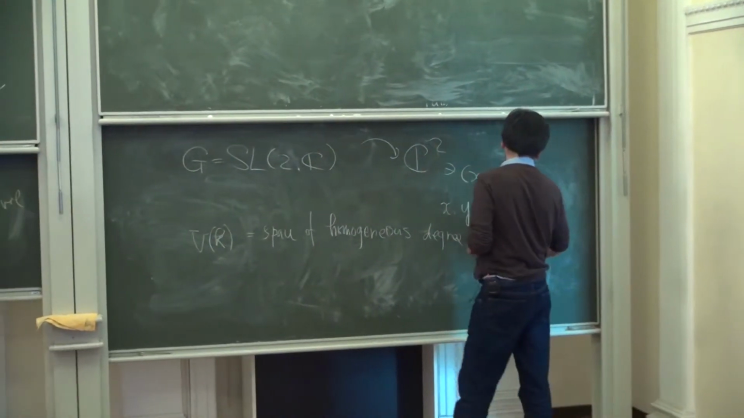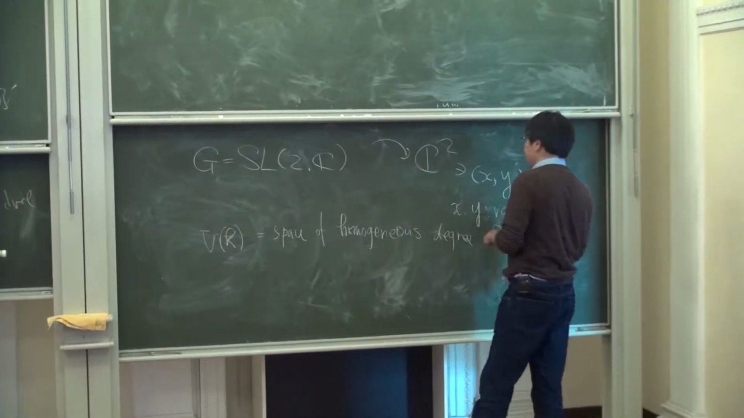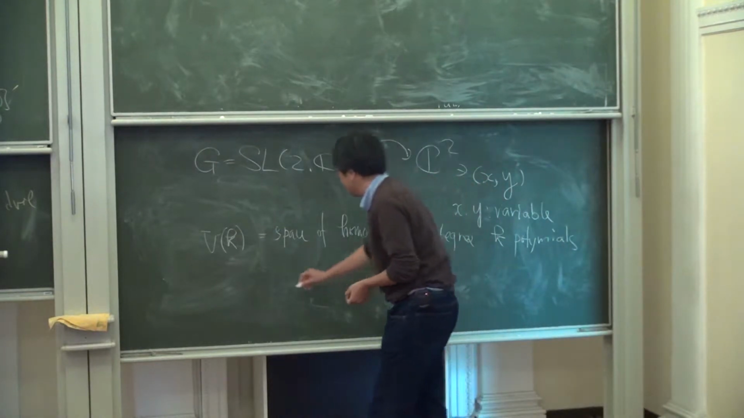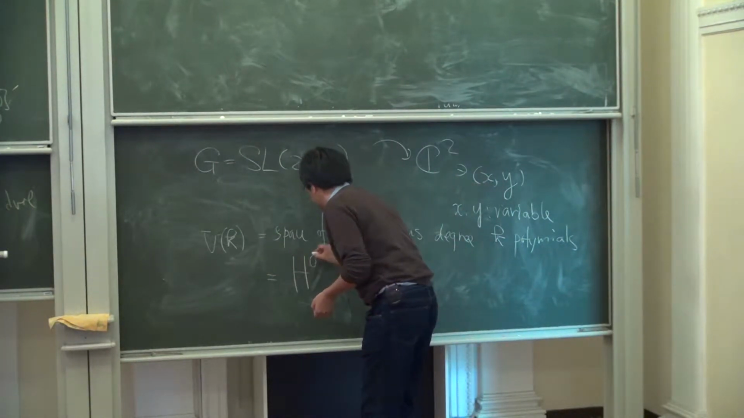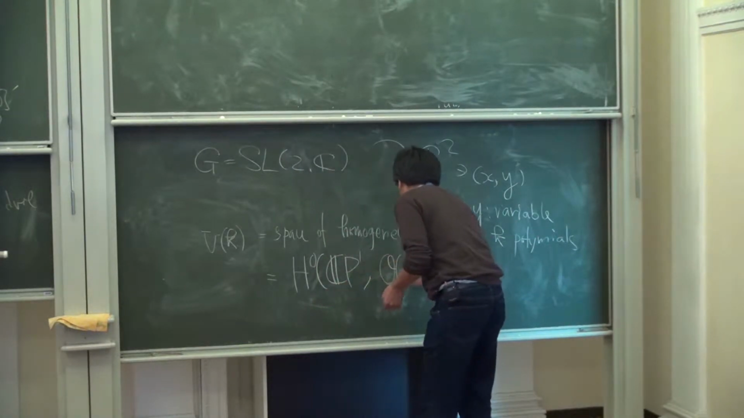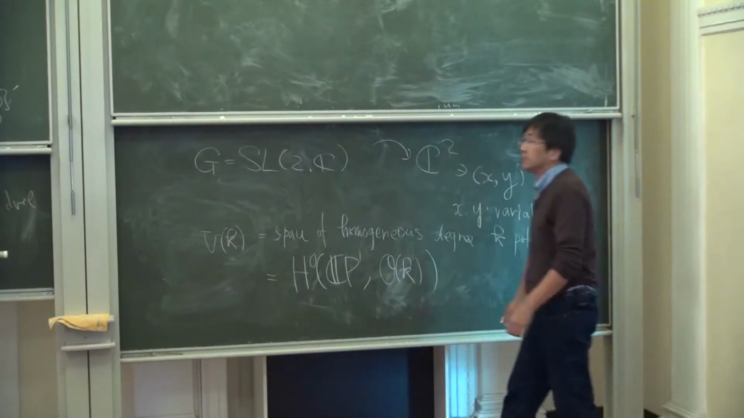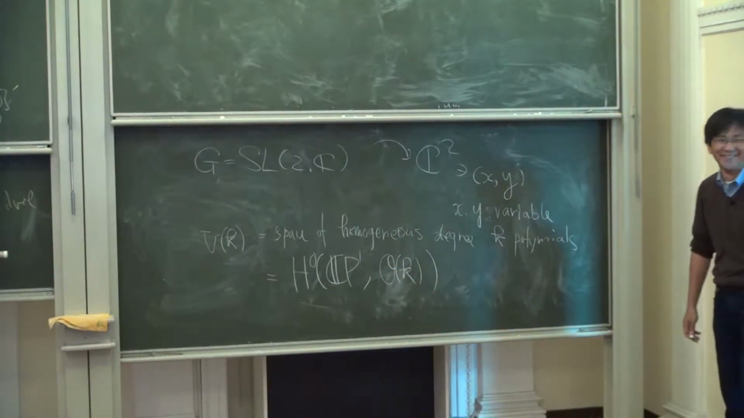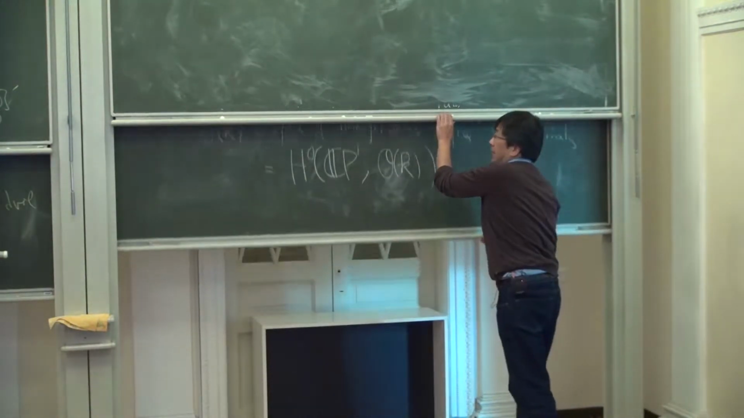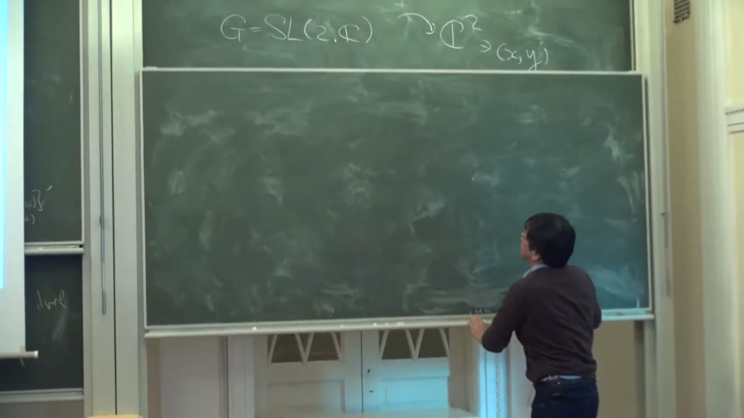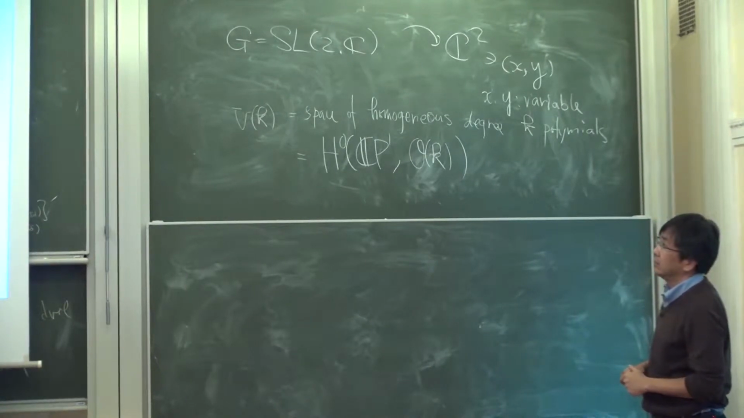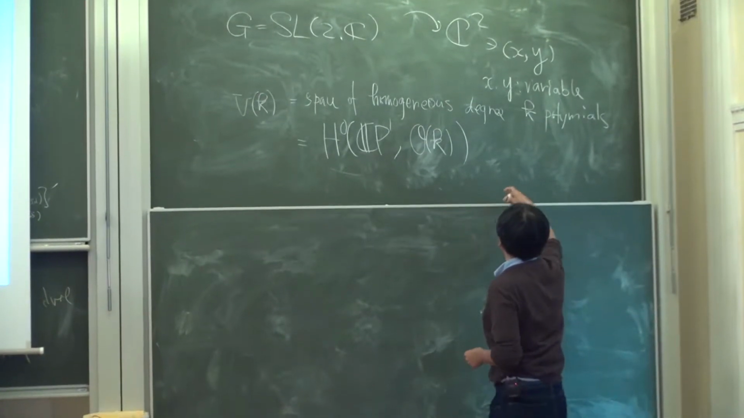Polynomials in x and y. If you know the Borel-Weil theory, this is just the space of sections of a line bundle on CP1. So this has dimension k plus 1, and this I denote by Vk. It's easy to count the dimensions.